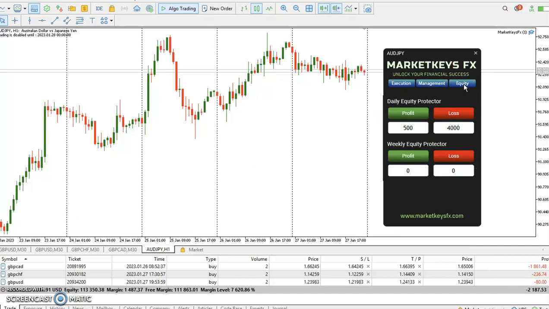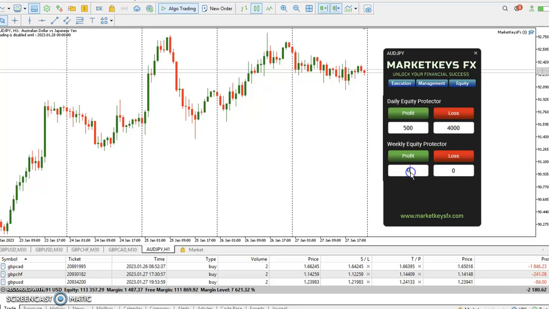Now your equity protector is the most important thing, because it stops you from trading. For example, if your target profit for the day is $500 and you say, after I get this $500, I don't want to trade anymore, then this trade assistant stops you from trading. Once you hit a $500 profit, it won't allow you to open any trades. It's the same thing for loss. If you hit a big loss, $4,000, it stops you from trading that day until the next day begins.